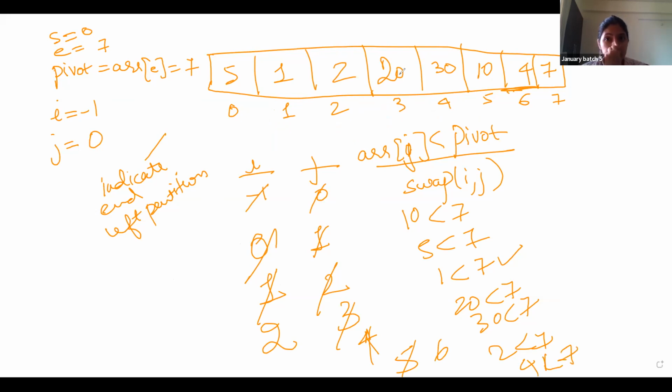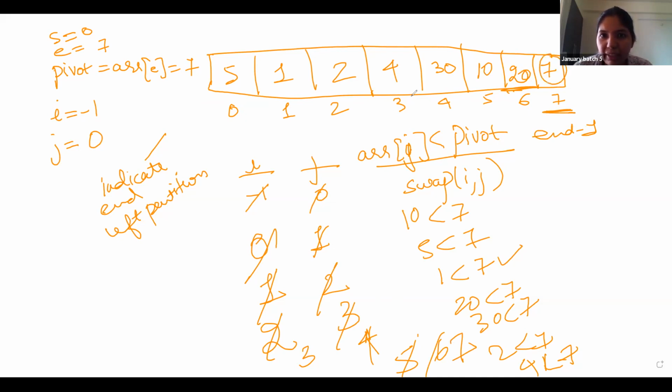Now what we will do? I plus plus, 20 and this. 4 will come here, 20 will go there. So we'll move. So here 4 and 20. And then j value will be 7. But it cannot be, because j will go to n minus 1 only. So it will go only up to here. So we will stop. Now once we stop this, we have to put the pivot.